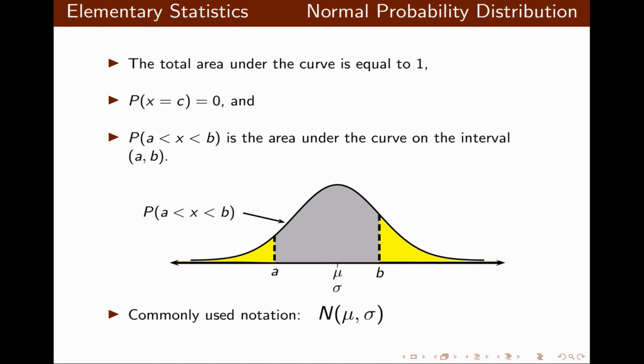A commonly used notation is N with the parentheses mu comma sigma. N for normal distribution, mu for the mean, and sigma for standard deviation.